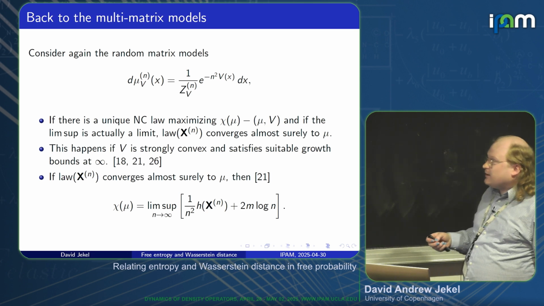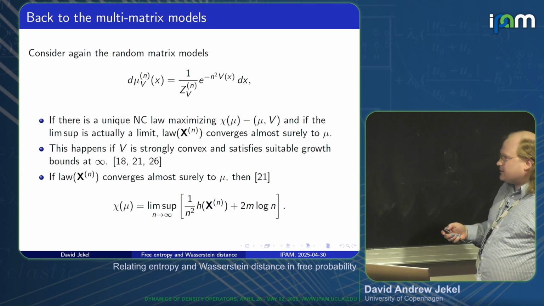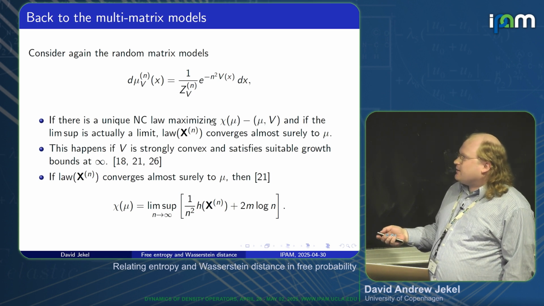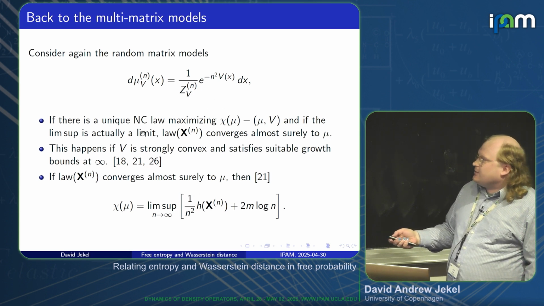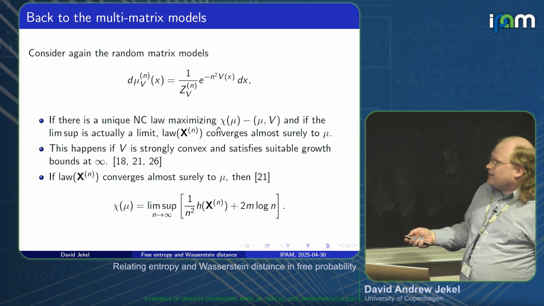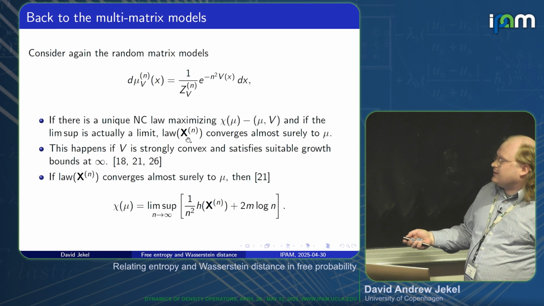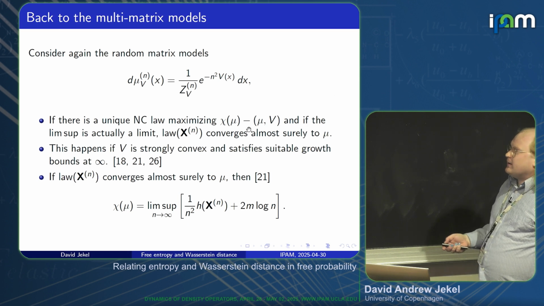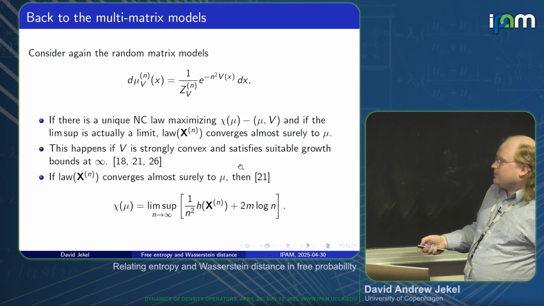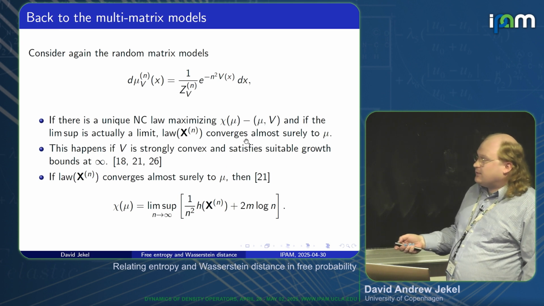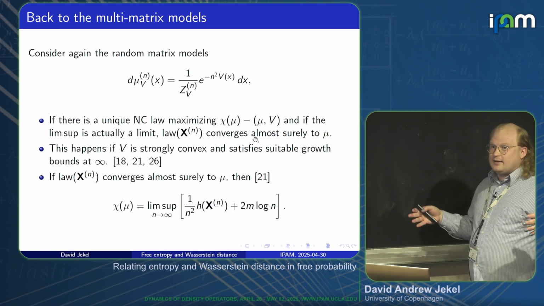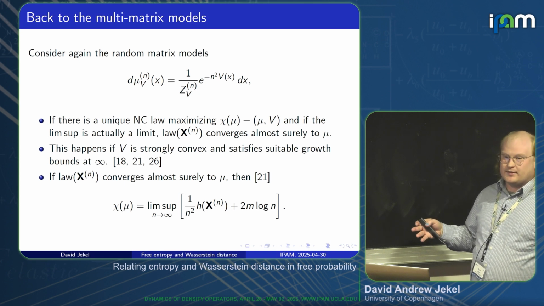Okay, so returning again to the multi-matrix models, we have some results that are similar to what you have in the single matrix model, but there's a lot of stuff we don't know as well. For instance, and it's not hard to show this, if there's a unique law maximizing this entropy, and if the lim sup is actually a limit, then you get that these laws are converging almost surely. A lot of the main results happen in the case where you have some V which is strongly convex, and in this case you can show the convergence of this.